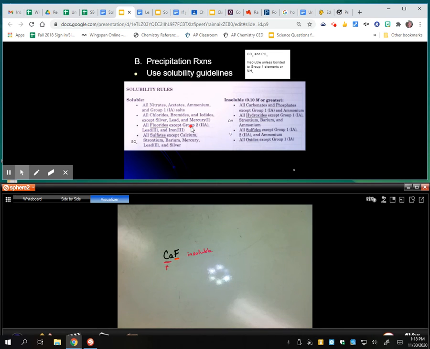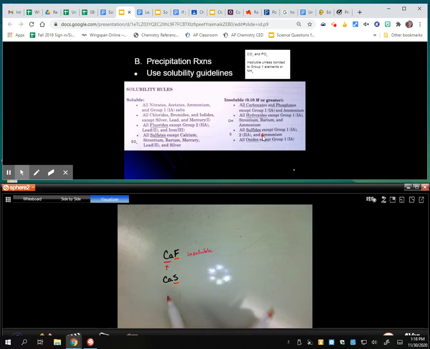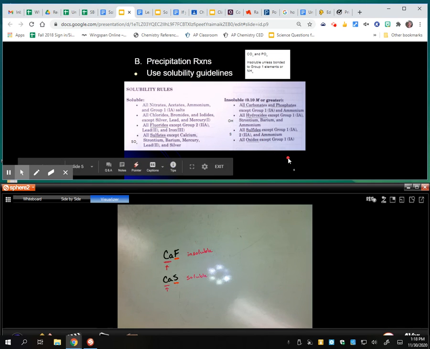Let's look at another example. CaS. Well, we're going to look it up by the anion, or the last thing. This is an S, so this is a sulfide. All sulfides are insoluble, except if it's bonded to something in group 1, 2, or ammonium. Well, we just established that calcium is a group 2 element, so that means this guy is going to be soluble. So that's just a little quick look at how to read these particular solubility rules and how to use them, and looking at some of those exceptions there.